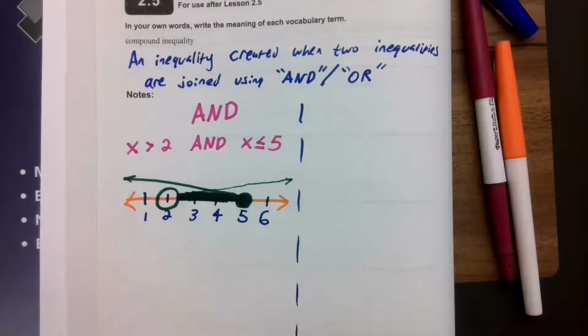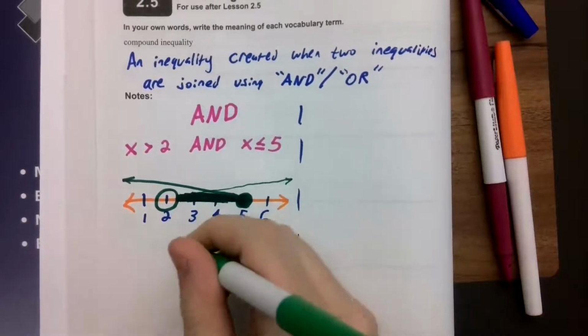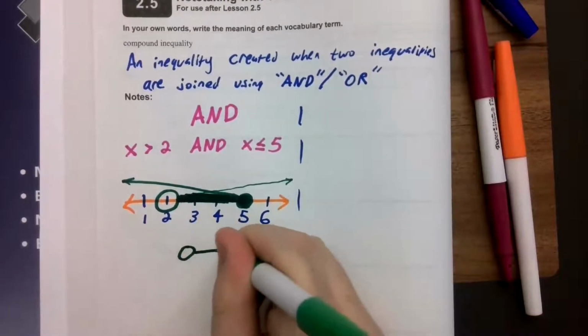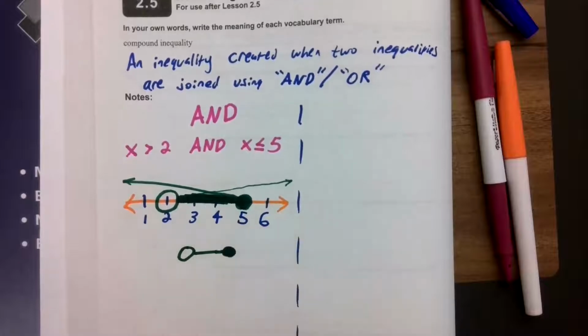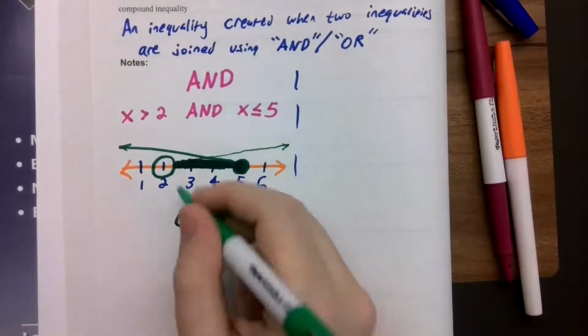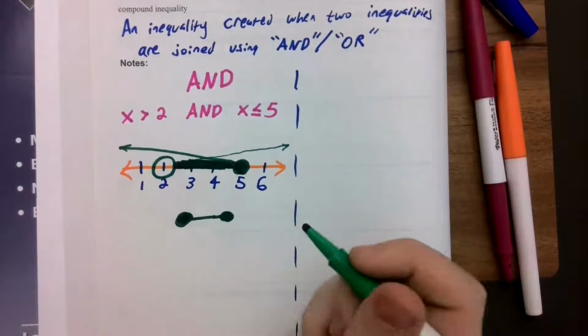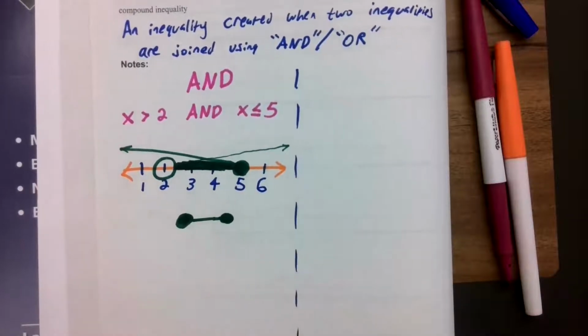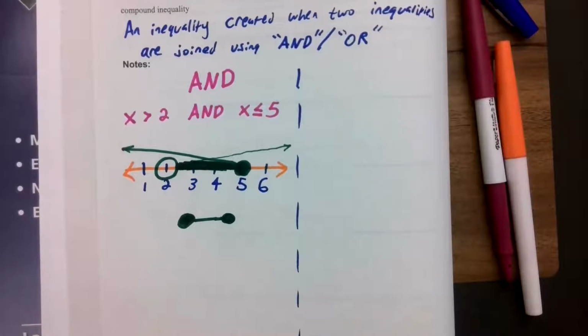That means that your solution is going to look like this. And in general, all of your "and" solutions will either look like this, or will have both circles filled in, or will have 2 open circles. It's going to kind of look like they're connected by a little line segment. That's because that's the area where both inequalities work.